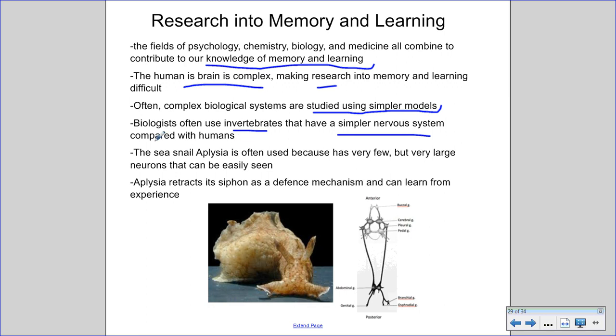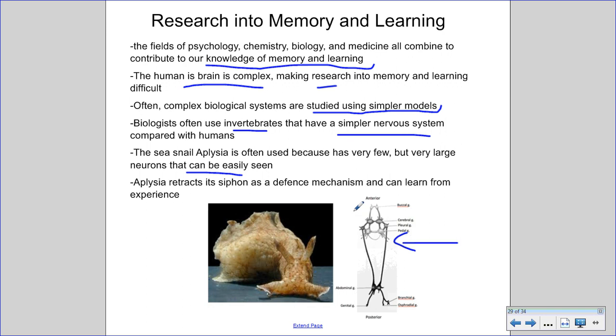Now, there is a sea snail or a sea slug that is often used because it has very few but very large neurons that can be easily seen. So this picture here on the right shows the neurons within the sea slug. There's very few of them, they're very big, and they can be easily seen and easily manipulated as well.